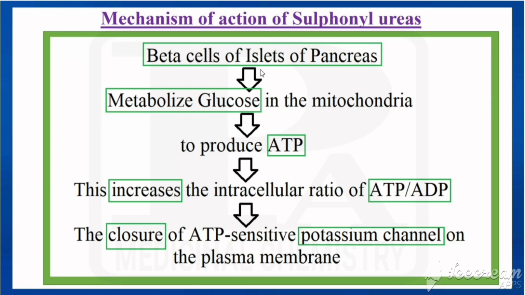Already we have known where we are getting insulin from. Insulin is secreted from the beta cells of islets of Langerhans. So how is it secreted? We'll see that.